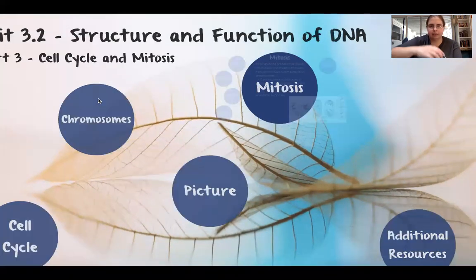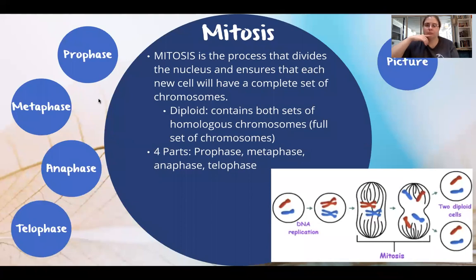All right. Now, we've gone through, we've replicated our DNA, we've prepped for division, we are now entering M phase. And the first part of M phase is mitosis. Now, mitosis is a process that divides the nucleus and ensures that each new cell will have a complete set of chromosomes. So whenever we talk about mitosis, we're specifically looking at the separation of the chromosomes as well as of the nucleus.